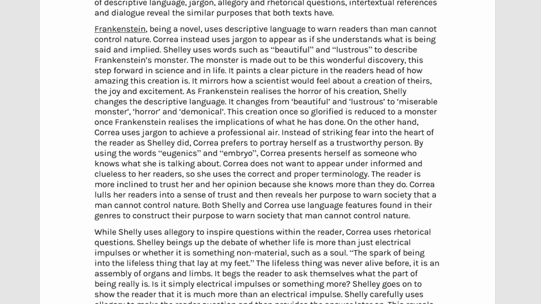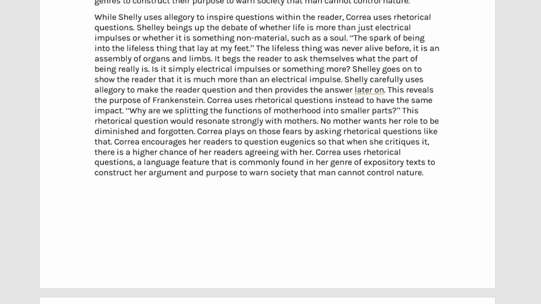While Shelley uses allegory to inspire questions within the reader, Correa uses rhetorical questions. Shelley brings up the debate of whether life is more than just electrical impulses or whether it is something non-material, such as a soul.